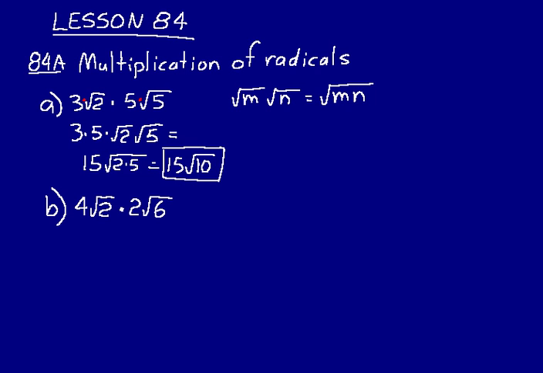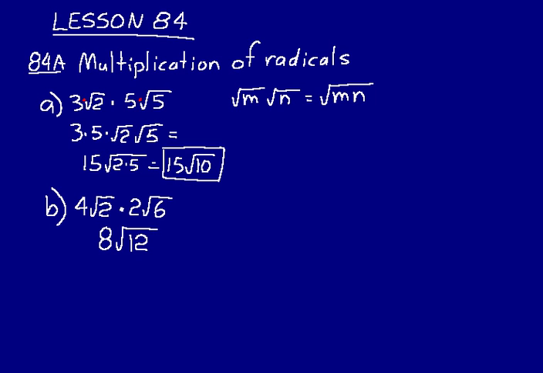Let's do another one. 4 times the square root of 2 times 2 times the square root of 6. Now this time I won't write out quite as much information as I did on the last one. Let's just go ahead and think to ourselves that we can multiply the 4 and the 2 together, and so that would be an 8. And then we can multiply the square root of 2 and the square root of 6, which will be the square root of 2 times 6, or the square root of 12.